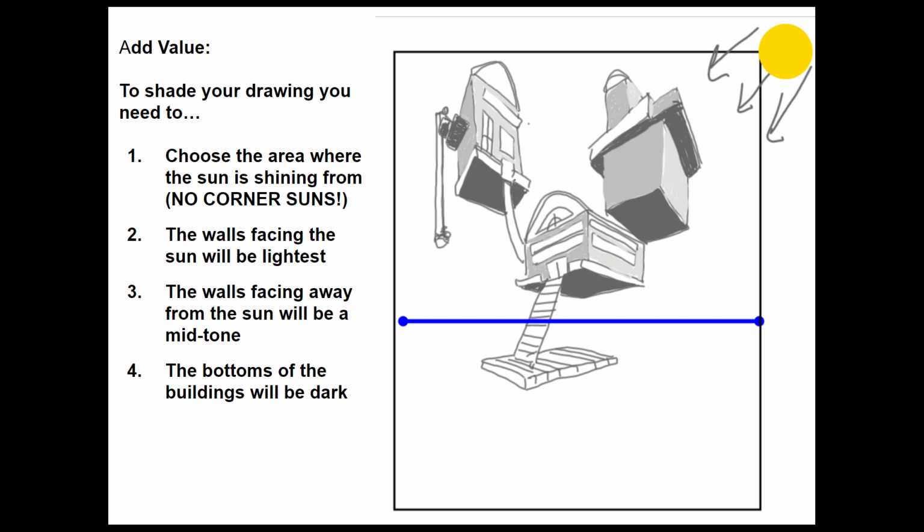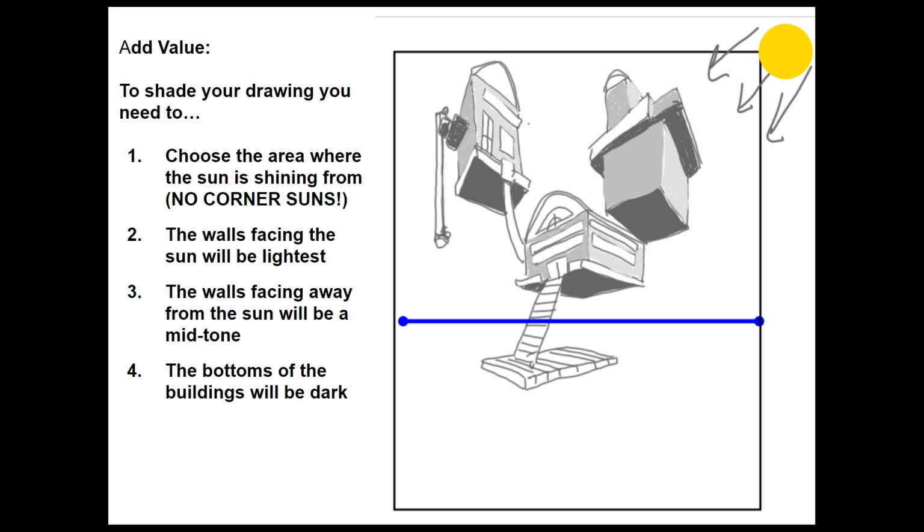Okay guys, let's talk about shading in your tree houses. The first thing I want to iterate is you want to choose a direction that your sun is coming from. I suggest either the left or the right. But you're not going to indicate this with a corner sun. Again, please, no corner suns.